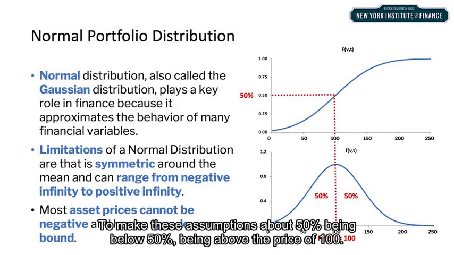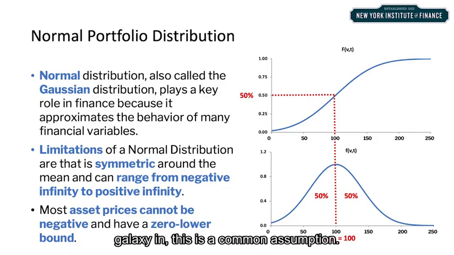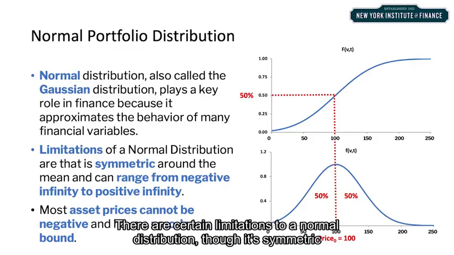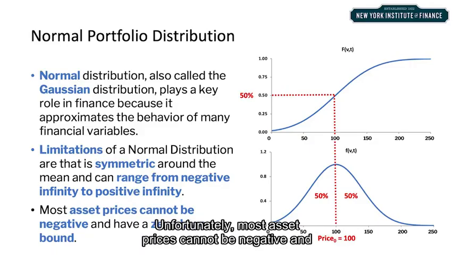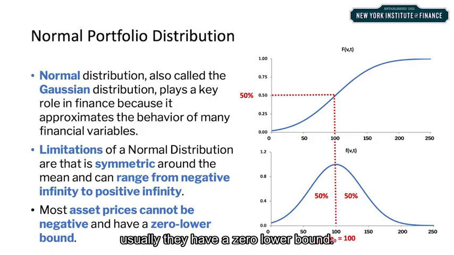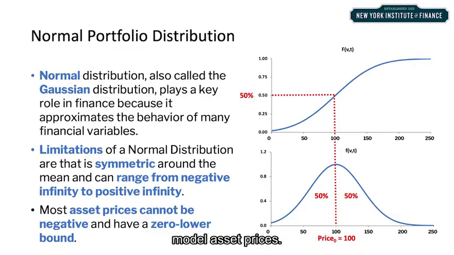To make these assumptions about 50% being below and 50% being above a price of 100, we need to assume that the distribution is normal or Gaussian. This is a common assumption when looking at financial variables. There are certain limitations to a normal distribution though. It's symmetric around the mean and can range from negative infinity to positive infinity. Unfortunately, most asset prices cannot be negative, and usually they have a zero lower bound. This means we need to change our distributional assumptions slightly to model asset prices.